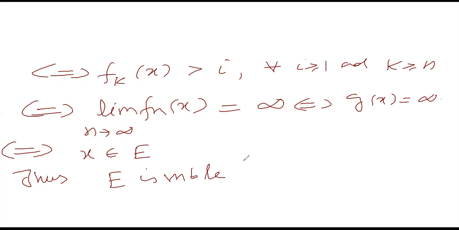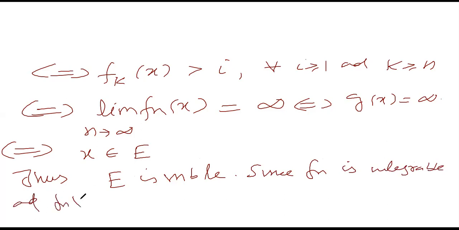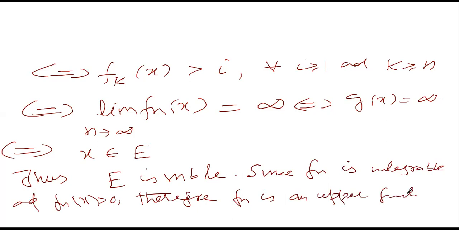Now we show that its measure is 0. Since f_n is integrable, and f_n(x) is greater than 0, so it's a non-negative integrable function. Therefore, f_n is an upper function. It's already done. So for this upper function, we must have a generating sequence. So let's take its generating sequence.